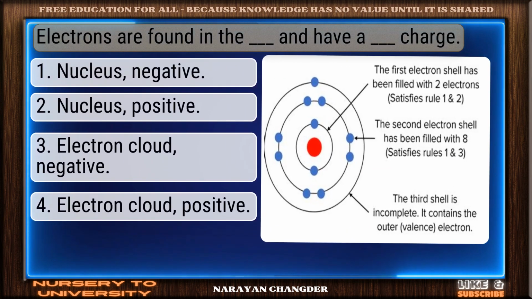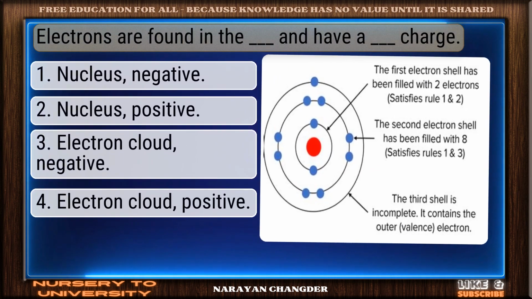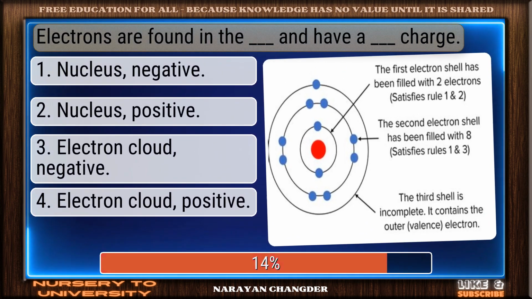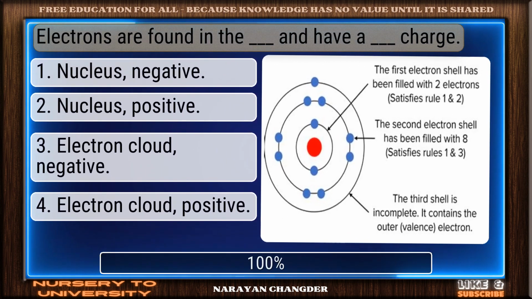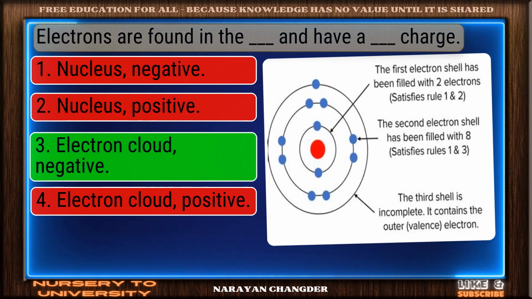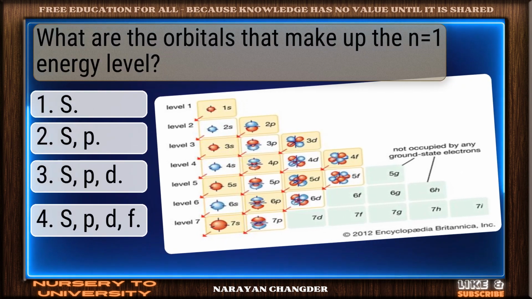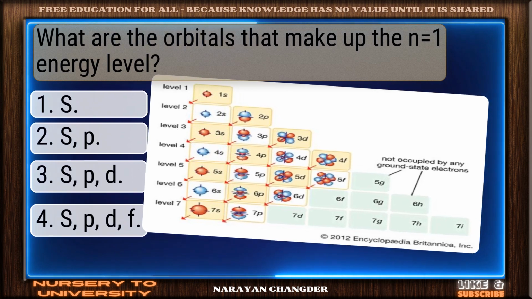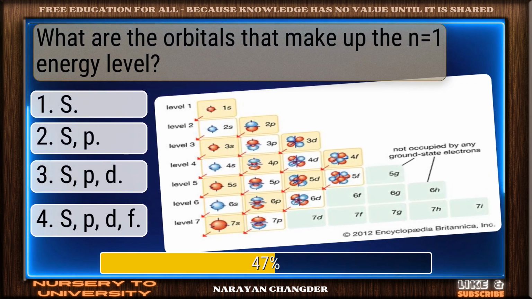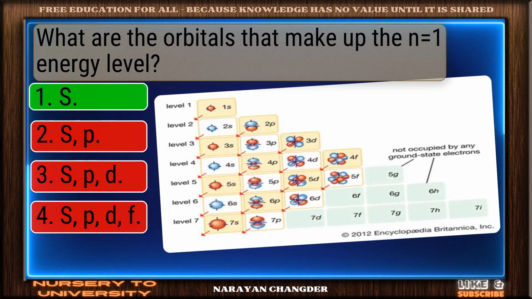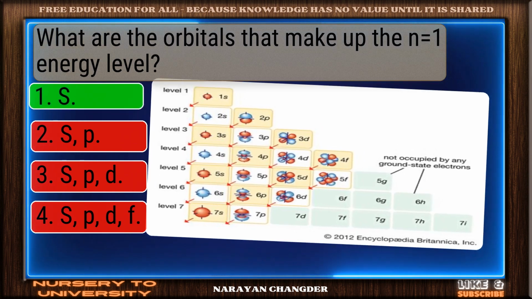Electrons are found in the dash and have a dash charge. Sharp thinking. Electron cloud. Negative is the right choice. What are the orbitals that make up the n equal to 1 energy level? You got it. Your choice s is right.